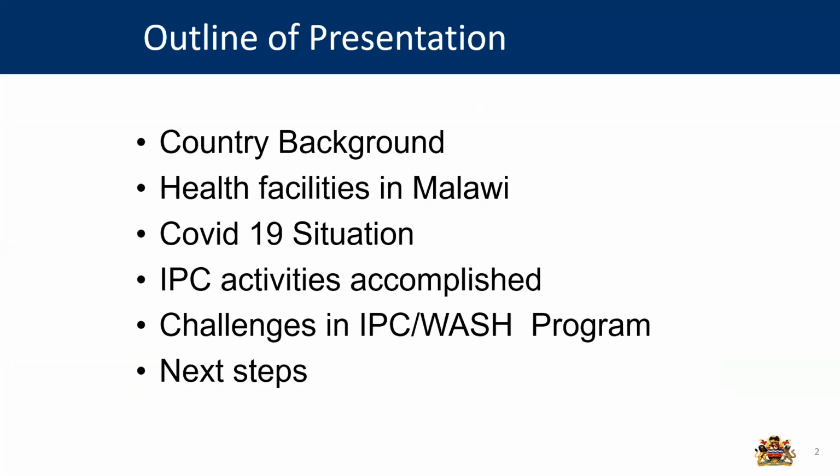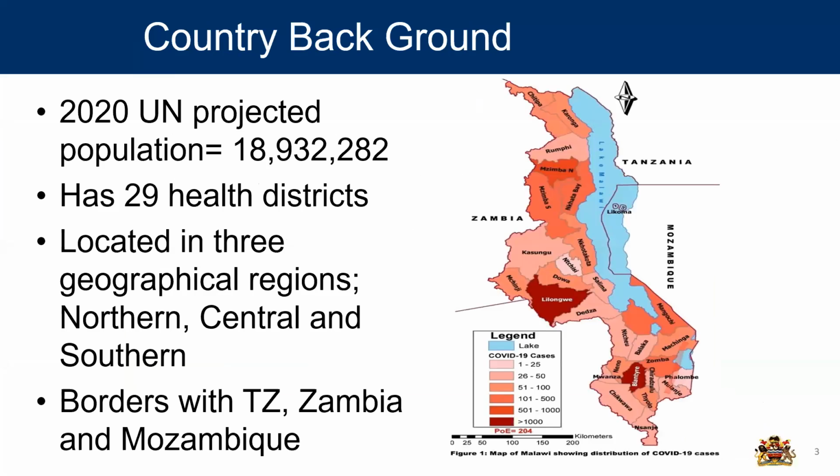I will tackle a number of issues: a background, giving you the whole COVID situation in Malawi, what has been done, challenges, as well as next steps. Just briefly, Malawi has a projected population of almost 19 million, and we have 29 health districts located in 3 regions. We border Zambia, Tanzania, and Mozambique.